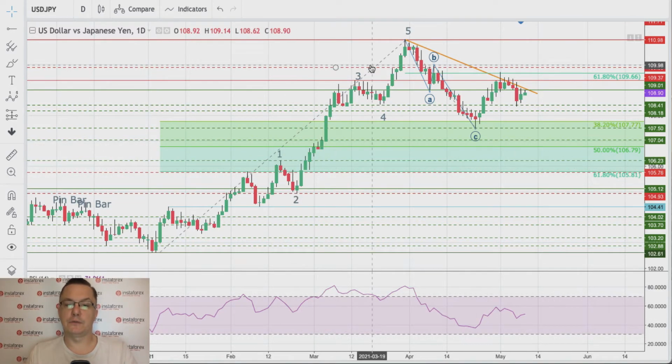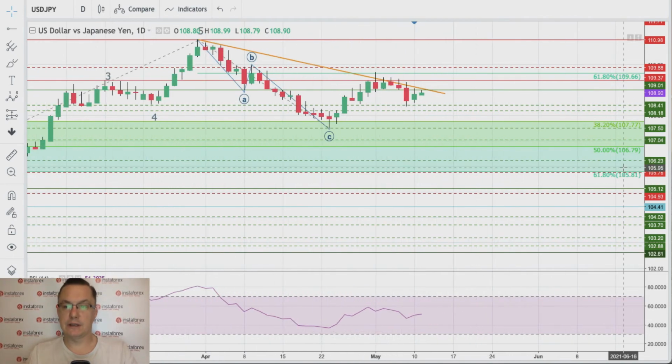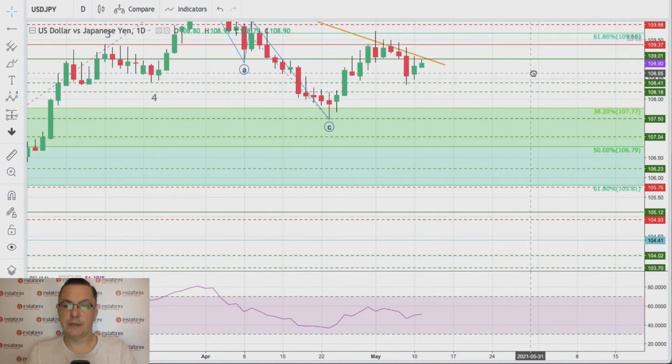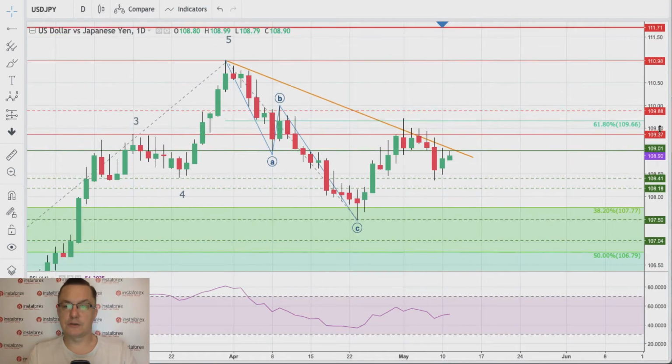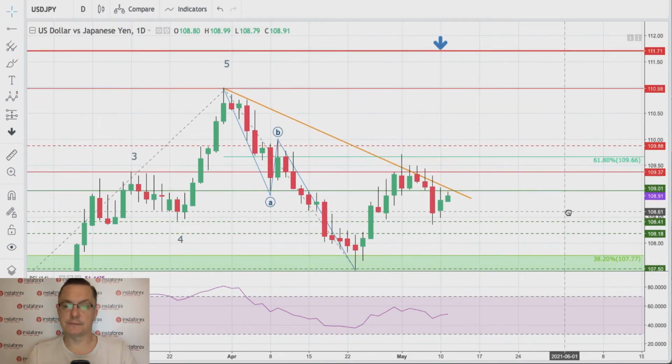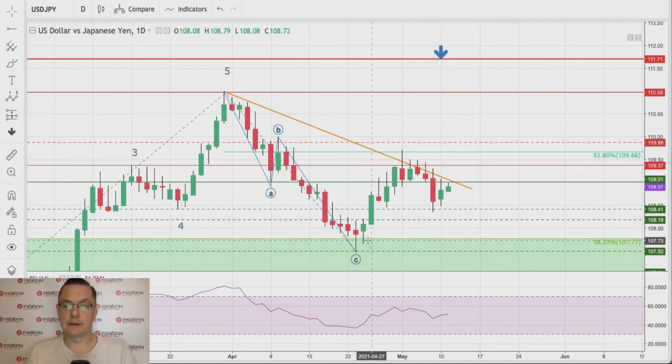Wave 1, wave 2, wave 3, wave 4, wave 5, impulsive cycle down. ABC to the downside stopped at 38%, done. Right now bouncing towards the trend line. The trend line has been rejected, as you can see, and bulls managed to retrace 61% of the recent ABC wave down. Kind of a pin bar, kind of a rejection, a rejection candle, red candle here.